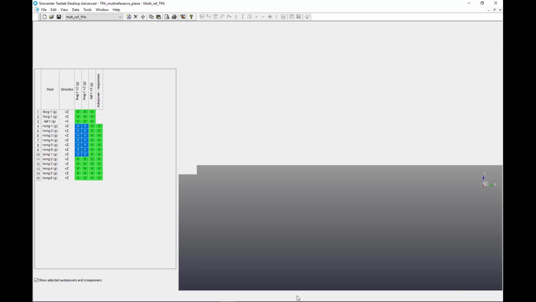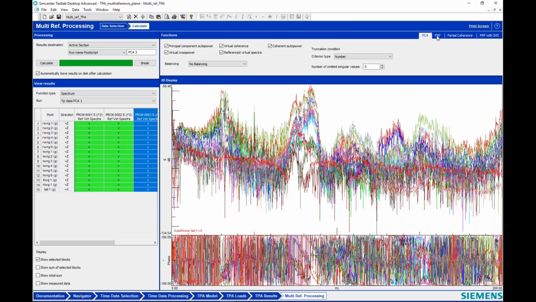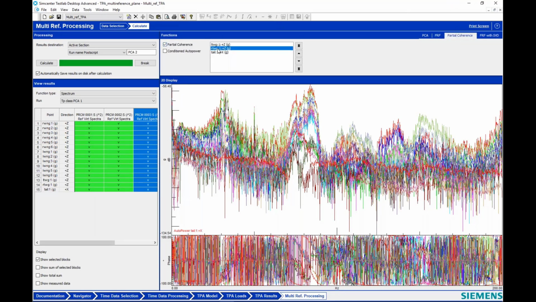Other thing I wanted to show is under multi-reference TPA in Calculate. Here we can calculate FRFs directly from the cross powers along with multiple coherence. I can also calculate partial coherence due to any one of the references. So that's kind of neat. That's something we can't do in time data processing. So there's some nice tools here in multi-reference for calculating FRFs and multiple coherence, as well as calculating partial coherence that we don't have under time data processing. So that's kind of interesting.